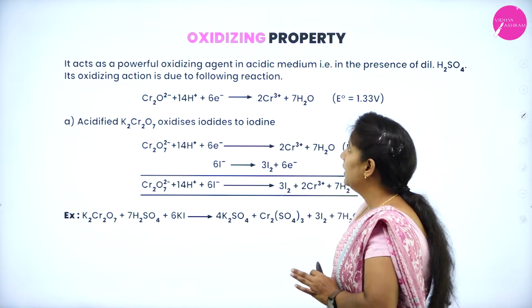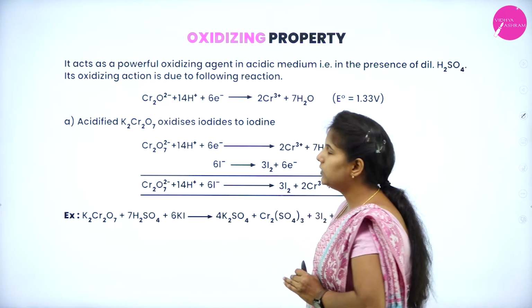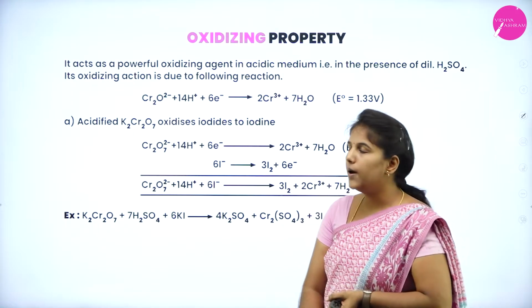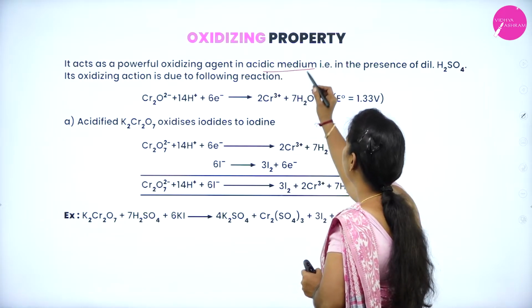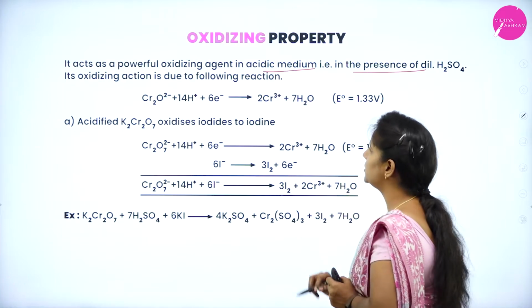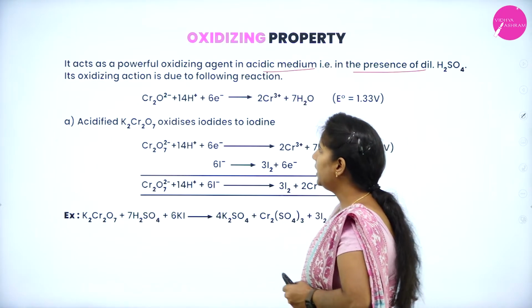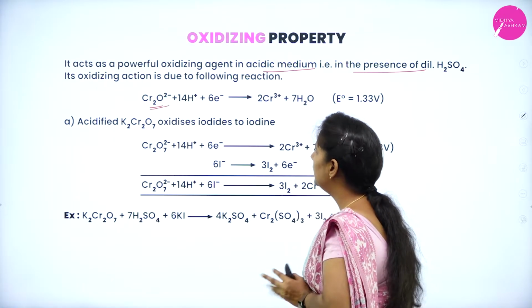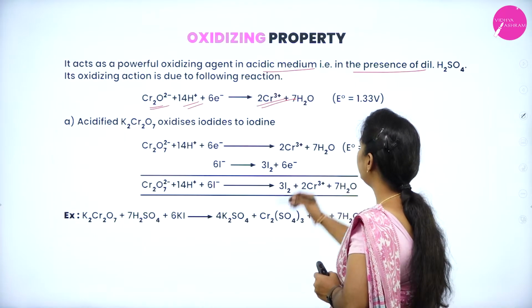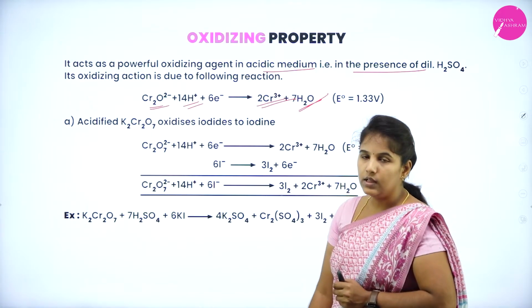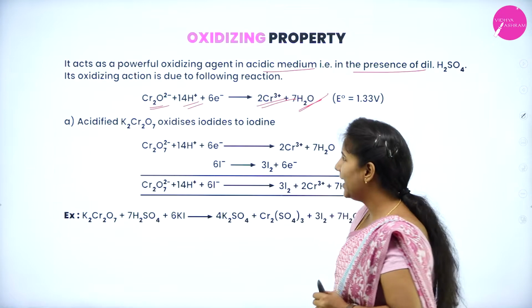It also acts like a powerful oxidizing agent. So let's see how potassium dichromate acts as a powerful oxidizing agent. It acts as a powerful oxidizing agent in acidic medium, that is, in the presence of dilute H2SO4. Its oxidizing action is due to the following reaction. Here I consider the dichromate, which reacts with the acid. It forms Cr3+ with the formation of water. This indicates that potassium dichromate is a powerful oxidizing agent.